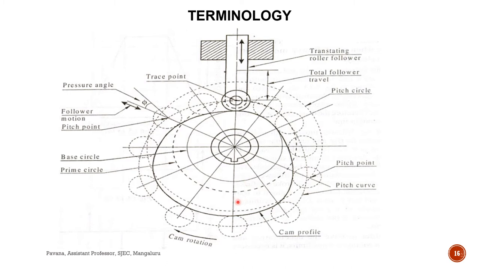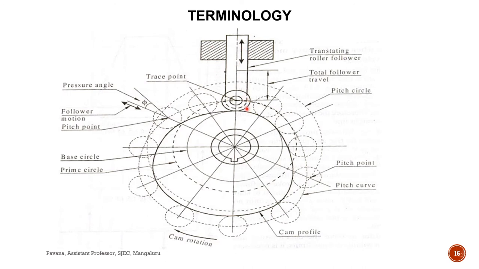Next one, the trace point. You can see here the trace point. Trace point depends on the follower. It is the point on the follower. You can see here the follower, and it is used to generate the pitch curve. Pitch curve, which is indicated here. Its motion describes the movement of the follower.